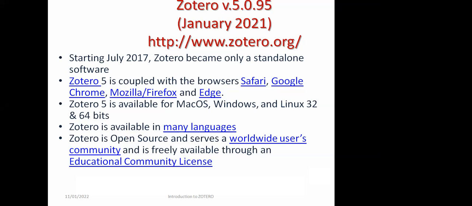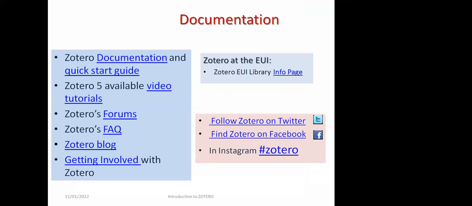Okay. Zotero is open source. That is the beauty of the software. It is open source software. You can use it and serve a world user community, and it is freely available through an educational community license. So these are the benefits and the advantages of Zotero software.